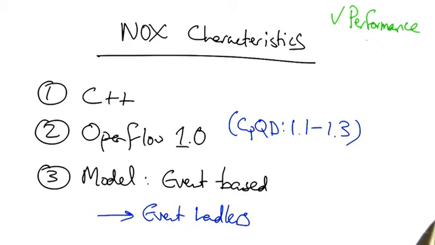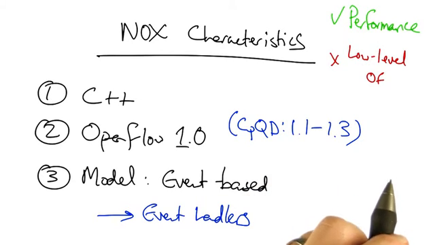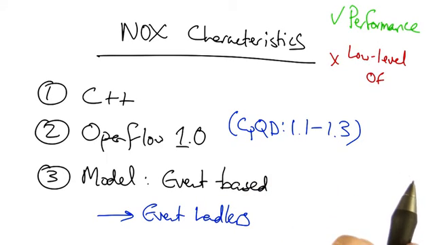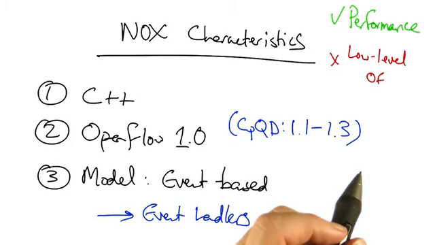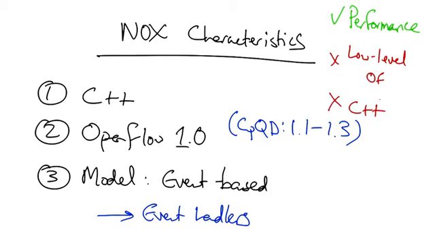NOX provides good performance, but requires you to understand and be comfortable with the facilities and semantics of low-level OpenFlow commands. Later in this module, we will explore controllers based on Pyretic and Frenetic that do not have this characteristic. NOX also requires the programmer to write the control application in C++, which can be slow for development and debugging.